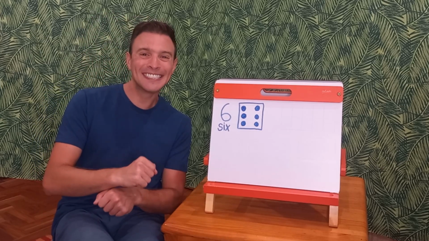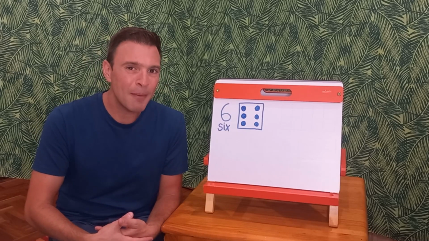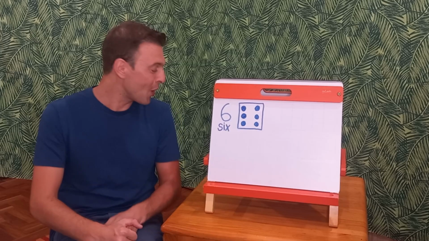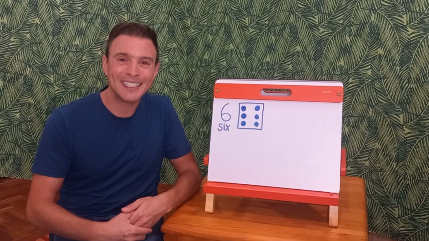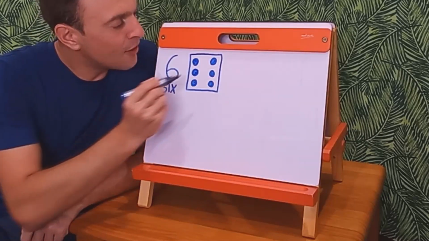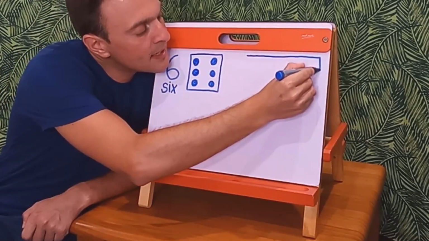All right. Well, what's another way that we can show 6? How about as a 10 frame? Do you know how to draw a 10 frame? Well, watch me as I draw one and you can always point along with your finger. So, first we draw a nice long and big rectangle like this.